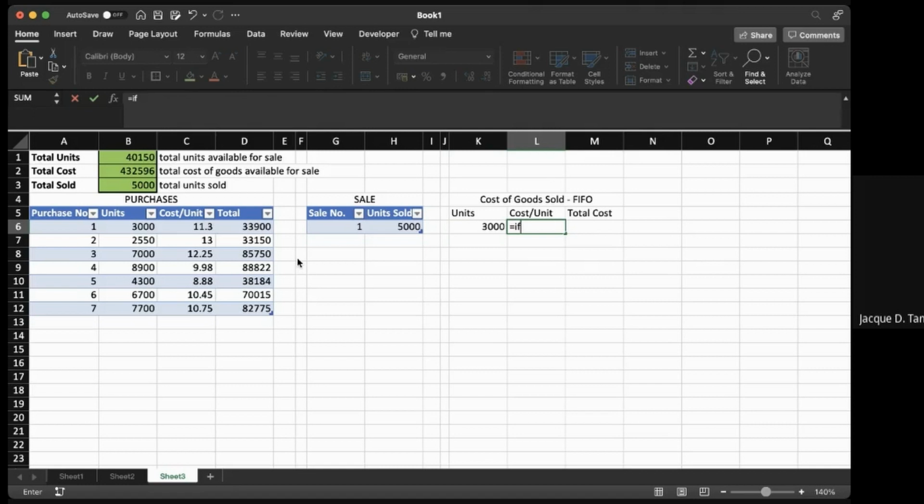So we can use the if function here. If this one is equal to 0, then we will not place anything. But if not, we get the value, which is 11.3. Next, if, again, our logical test is, if our units is equal to 0, then we will not display anything. But if that is false, we get now the value of the units multiplied by the cost per unit.